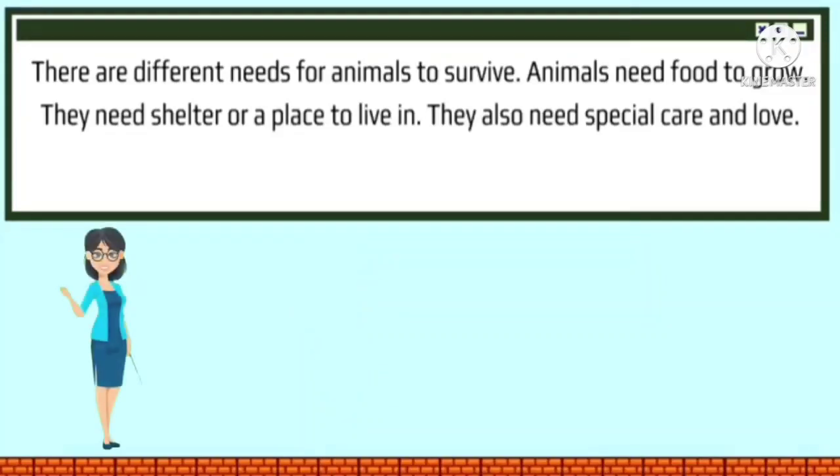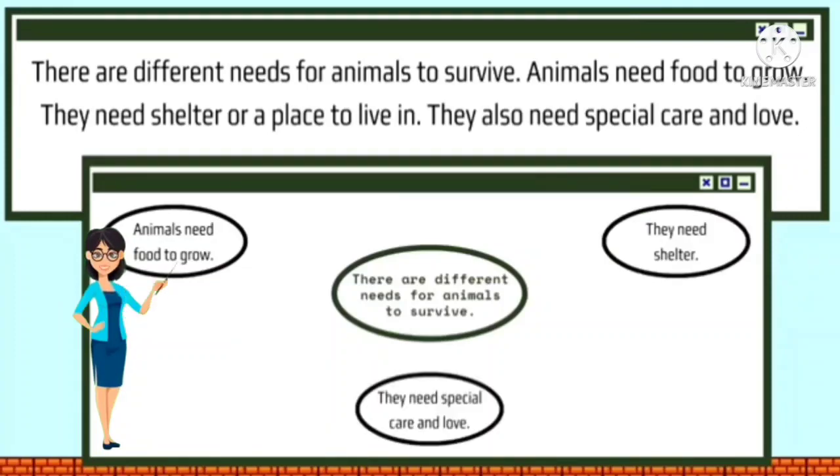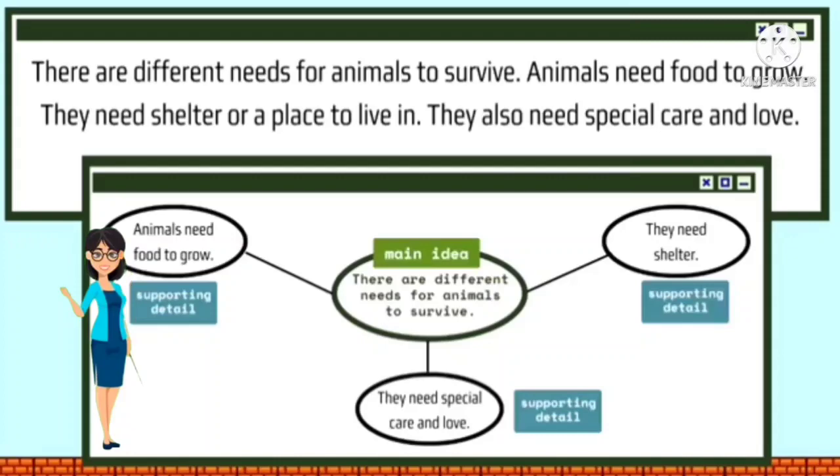To make a main idea web, write down the main idea at the center of the map. Then, brainstorm ideas and information related to it. Write these ideas as branches emerging from the center. Lastly, add connectors between these elements and add labels to highlight the kind of relationships between them.